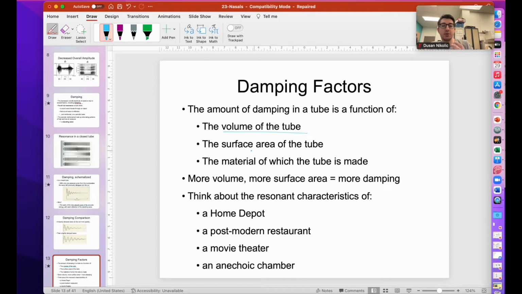The surface area of the tube, what it is made of, right? And the material, basically what it is made of, but also surface area, whether it's curvy, whether it's flat, whether it's pointy, and so on and so forth. So all of these three affect the damping, the degree of damping of the wave in a tube. More volume, more surface area, more damping. So the bigger the hole, the bigger this room is, the greater the damping.